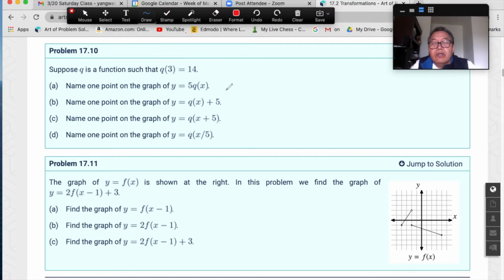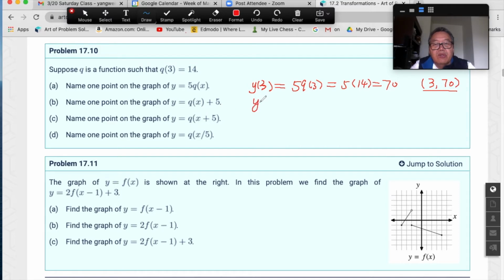Here we can calculate y when x equals 3. You get 5 times Q(3), so then we get 5 times 14. This gives us 70. That means we can get a point whose x coordinate is 3 and y coordinate is 70. So we can get this point on this graph.